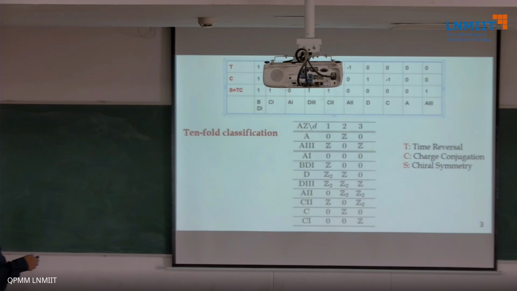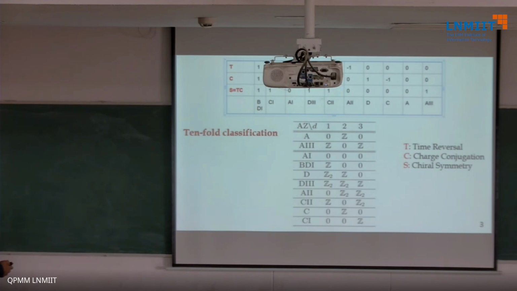If a model has time reversal symmetry, charge conjugation symmetry, and chiral symmetry, in Hermitian systems the chiral symmetry is equal to the product of time reversal and charge conjugation. Having 1, -1, and 0 means: 1 means there is a symmetry, -1 means there's an antisymmetry, and 0 means there's no symmetry.